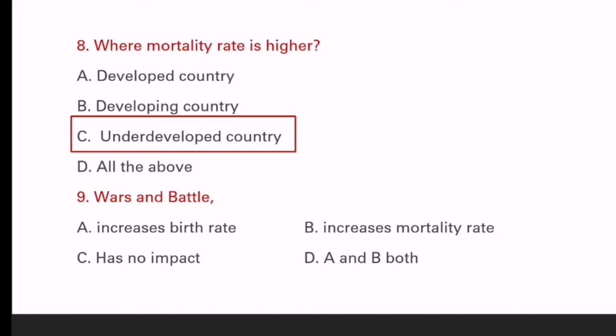Question number 9 is, worsen battle increases birth rate, increases mortality rate, has no impact on birth rate or mortality rate, and D, A and B both will be the correct answer. Here, the correct answer will be worsen battle increases mortality rate.